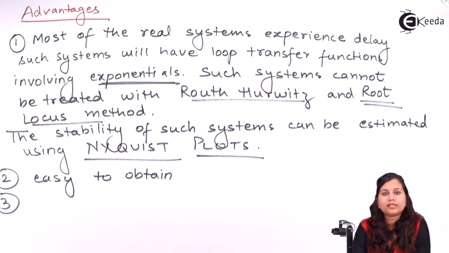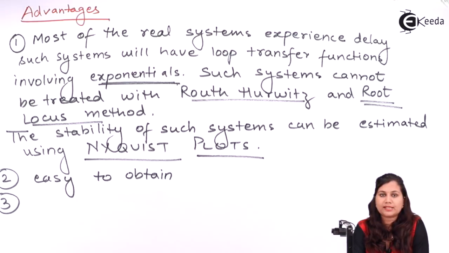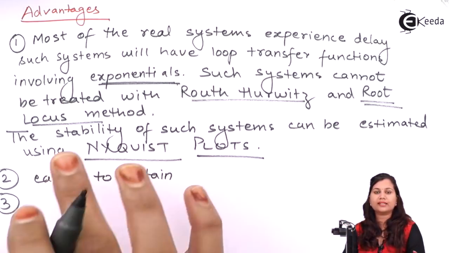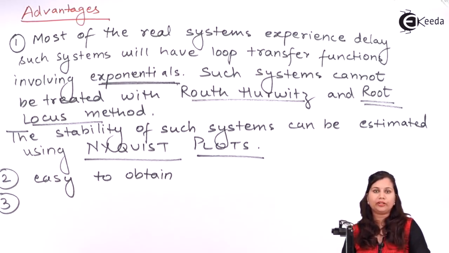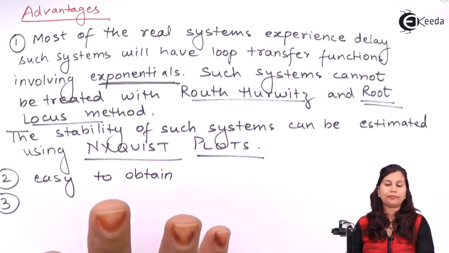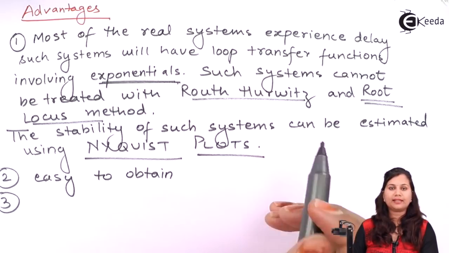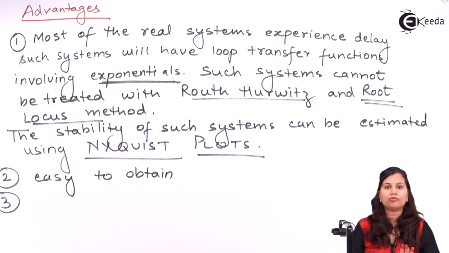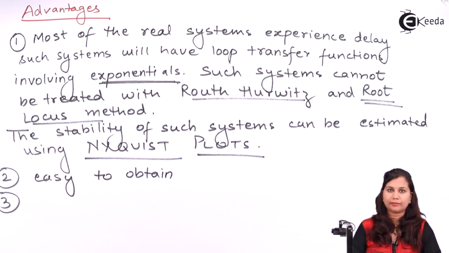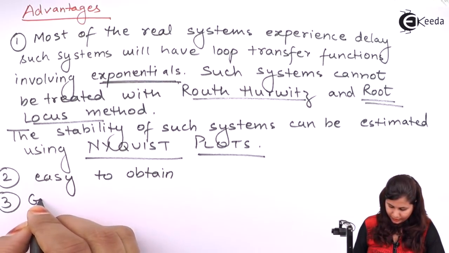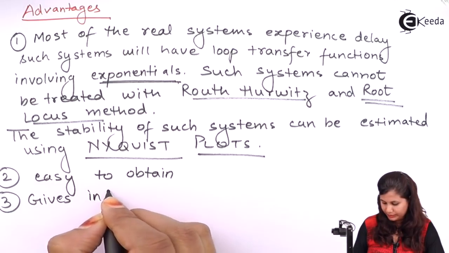Now these Nyquist plots are used to find out the stability of the system, and stability, we know, is of 2 types: absolute stability and relative stability. So these methods, Routh-Hurwitz and root-locus, just give us information about the absolute stability of the system. They don't give any information about the relative stability. So for relative stability, we can use the Nyquist plot because it gives information about both the relative and the absolute stability.